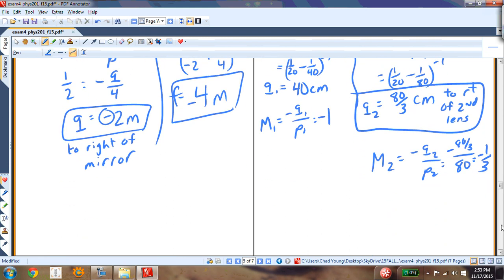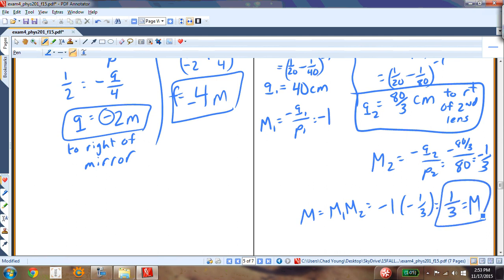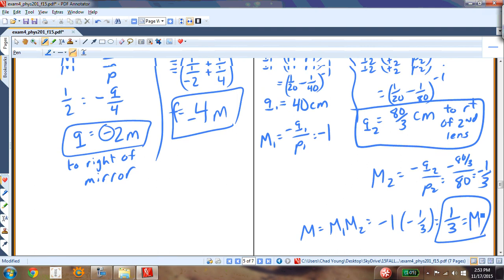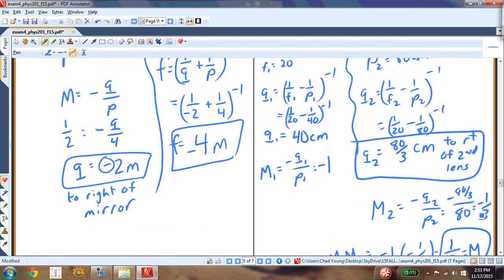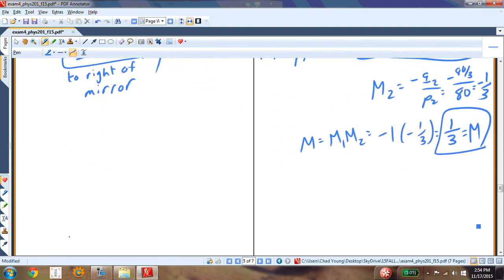Negative 1/3. Now to find the total magnification, it's going to be the product of M1 and M2. That's negative 1 times negative 1/3. That's equal to positive 1/3. That's my total magnification. So those are two answers there. Let's see. And then the last one was just a ray tracing diagram.